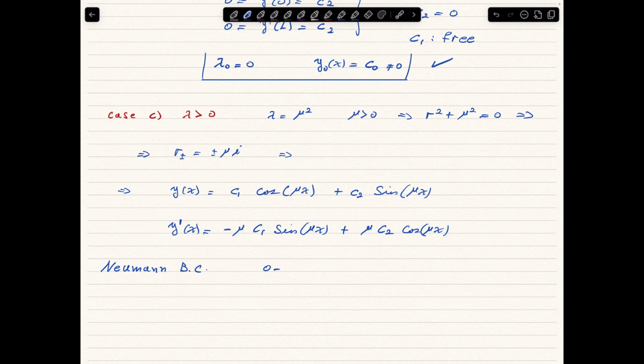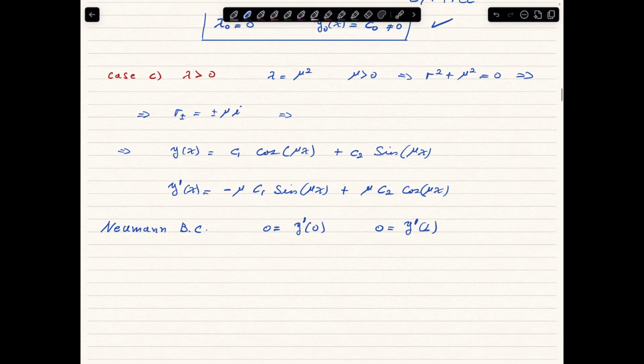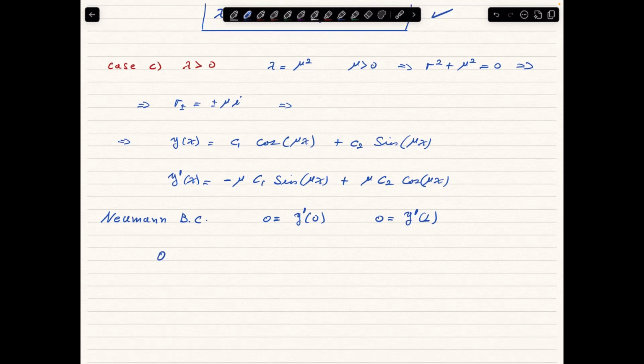Well, as usual, 0 has to be the value of the derivative at 0, Neumann, and the derivative at L. Okay, the first condition is going to be 0 is equal to the derivative at 0. So we have minus mu c1 multiplied by 0 plus mu c2 multiplied by 1. Mu is different from 0, so that means that c2 is 0.